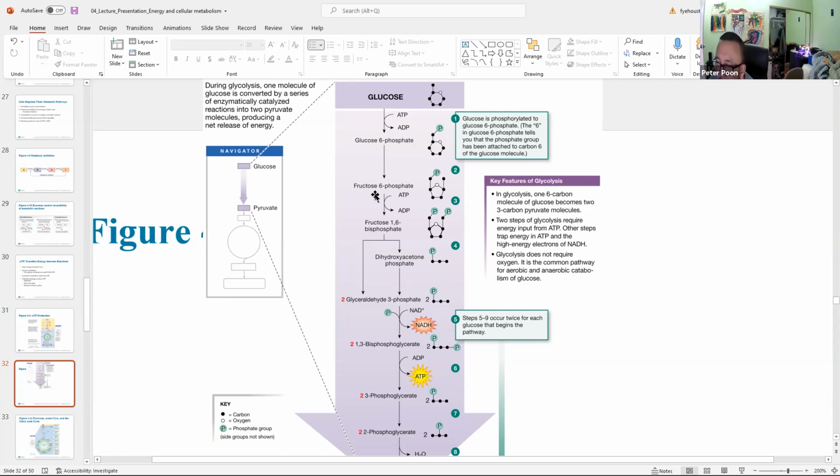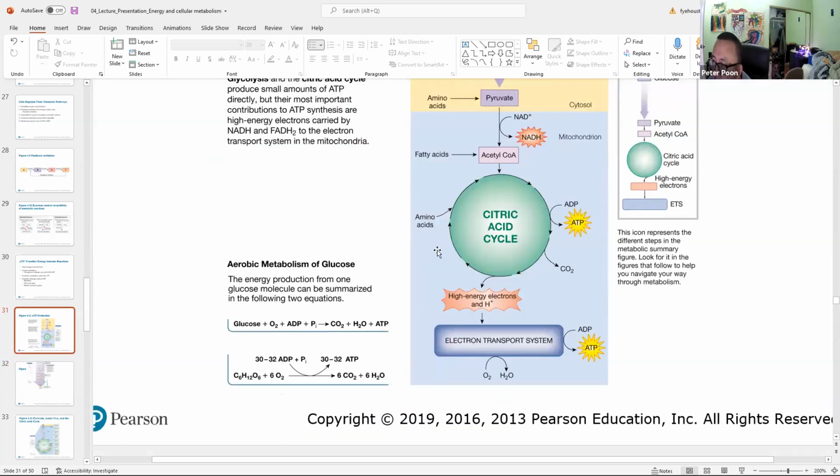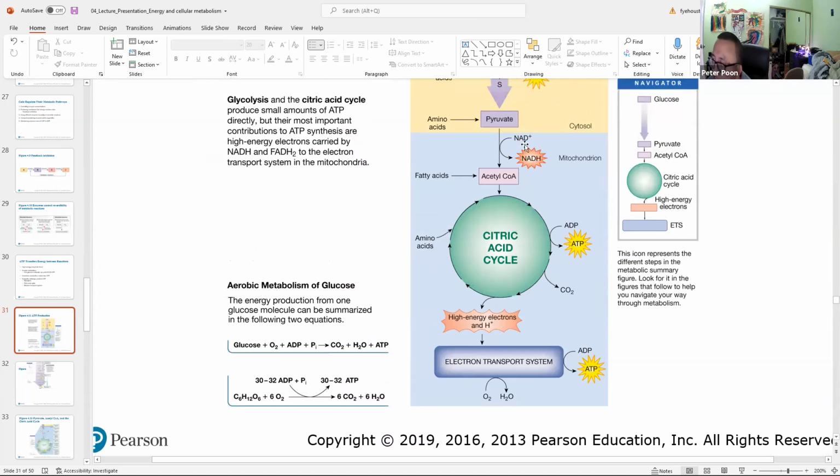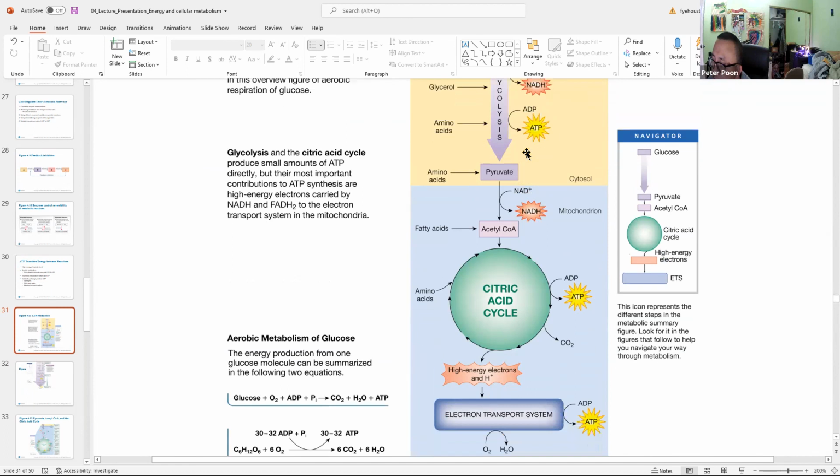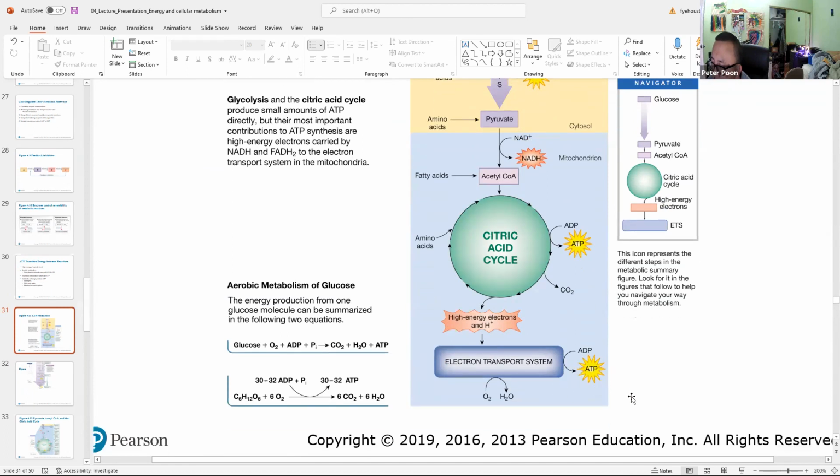So make sure you go through this again with the citric acid cycle and the electron transport chain. You'll see all these little things. I want to make sure you understand the ins and outs of every step of the process. Do not spend your time memorizing enzymes.